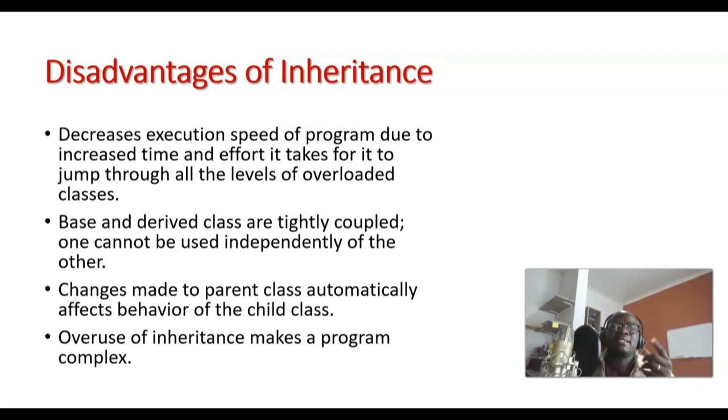Now, base and derived classes are tightly coupled. One of the goals of designing information systems is to make systems loosely coupled. Loosely coupled means two systems are not overly dependent on each other, so that what affects one component does not affect the other. But because of inheritance, we have to suffer that disadvantage, and that means base and derived classes are tightly coupled. If a superclass has a certain error, it goes without saying that the derived class also suffers from that disadvantage. And so one class cannot be used independently of the other.